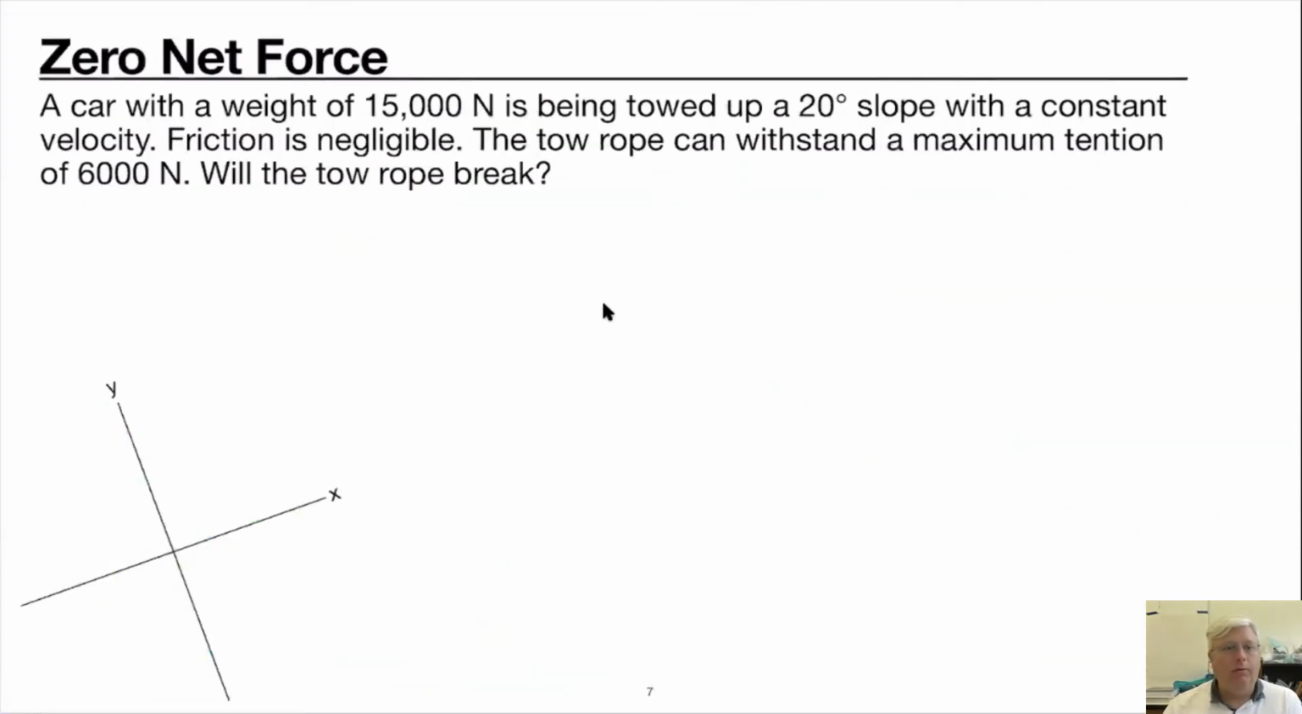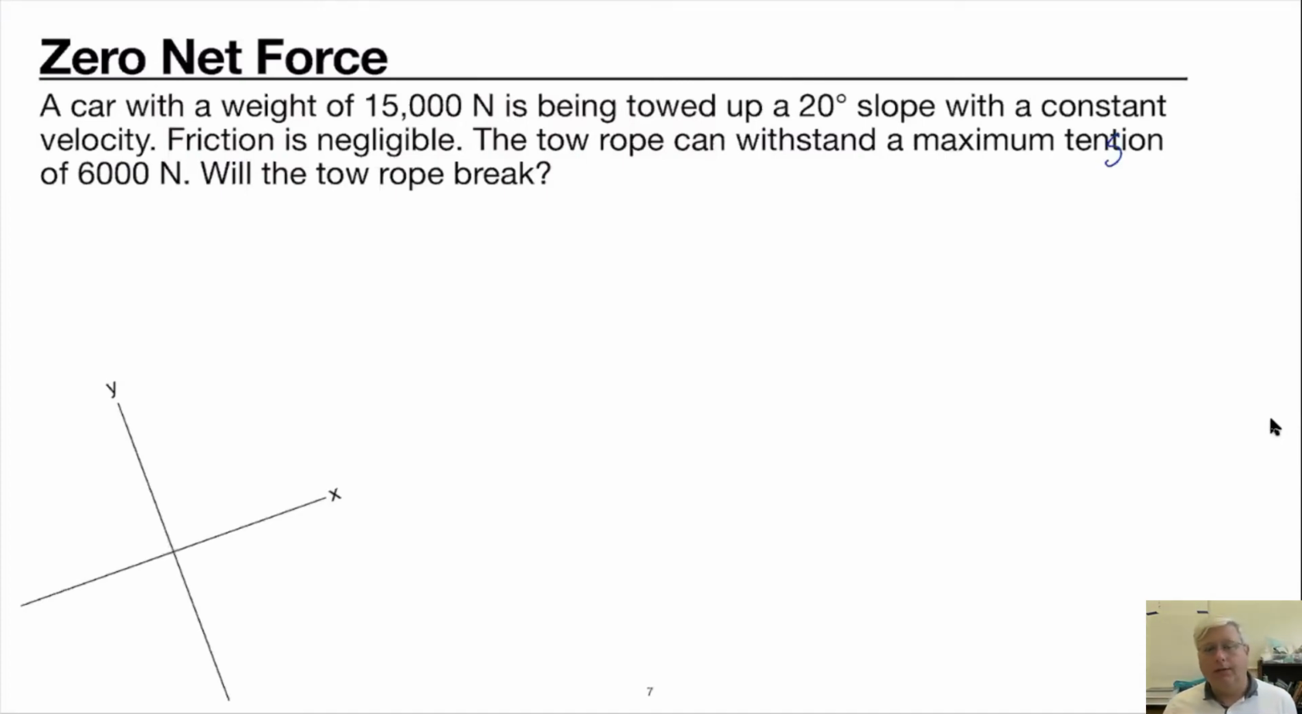So let's look at one more example of this. Here we have a car with a weight of 15,000 newtons being towed up a 20-degree slope with a constant velocity. Friction is negligible. And the tow rope can withstand a maximum tension, spelled tension wrong, of 6,000 newtons. Will the tow rope break?